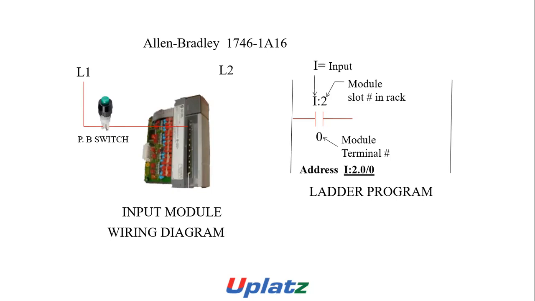I is input. 2 is the module slot number in the rack. 0 is the address of module terminal I:2/0, that is I:2.0/0.